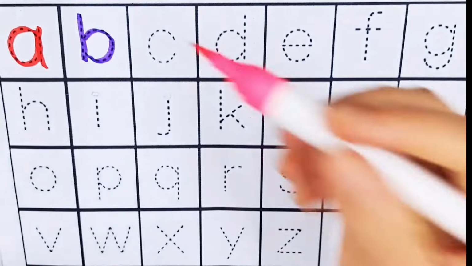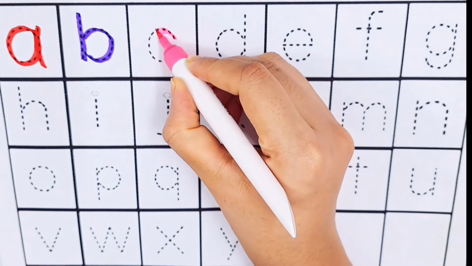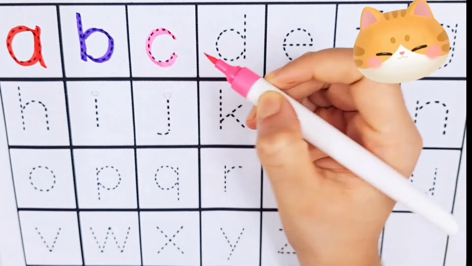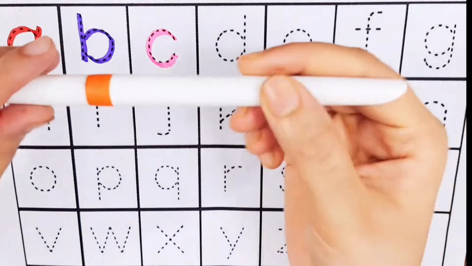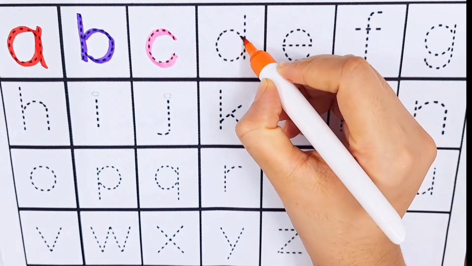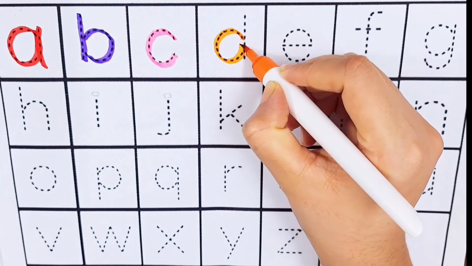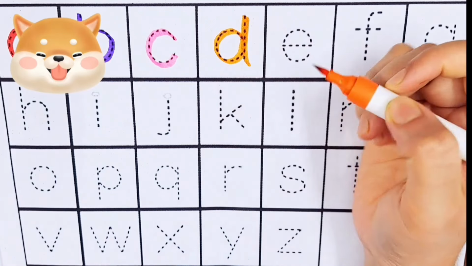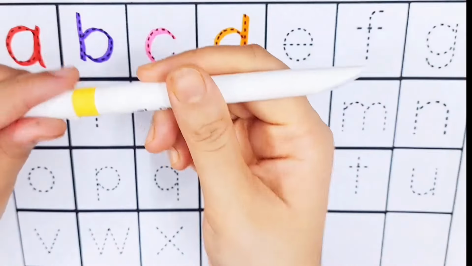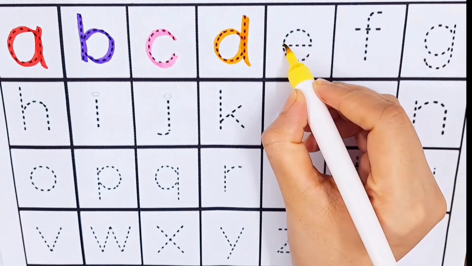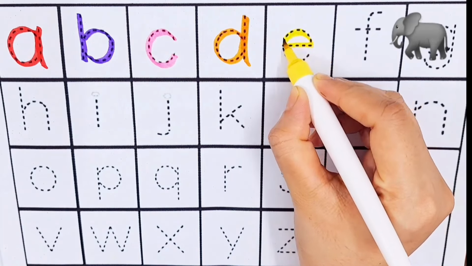Pink color. C. C for cat. Orange color. D. D for dog. Yellow color. E. E for elephant.